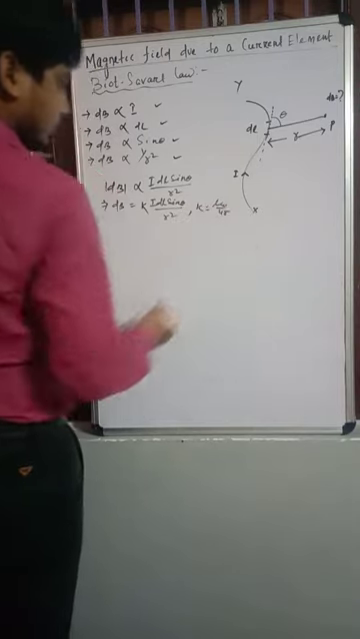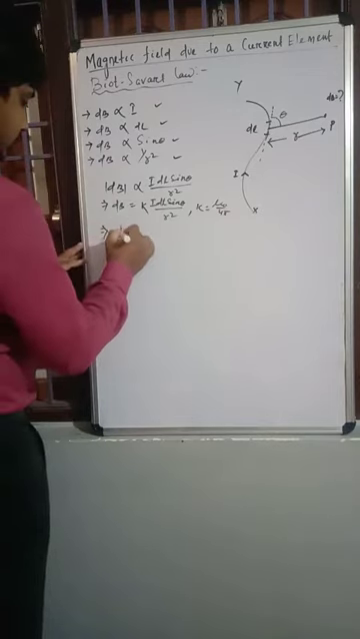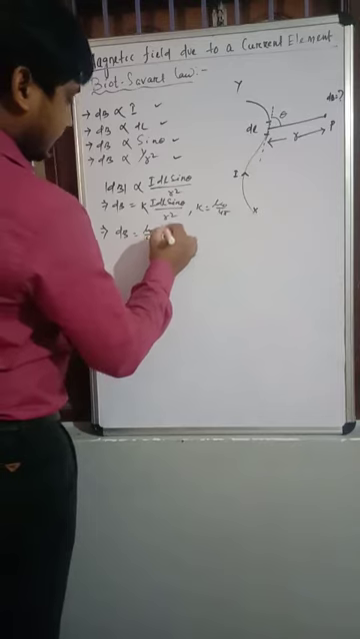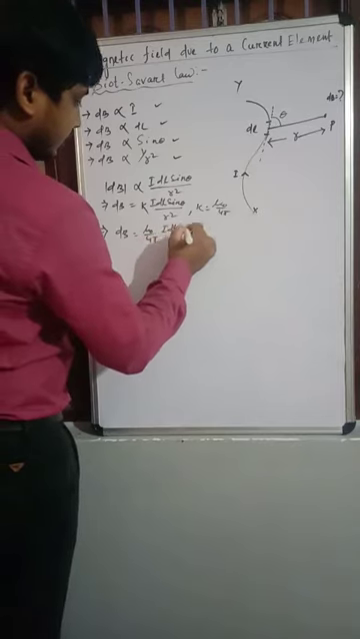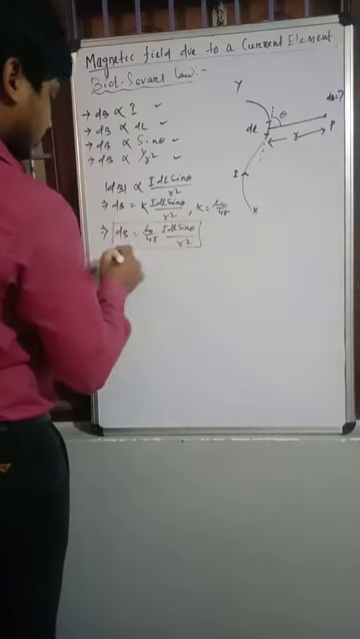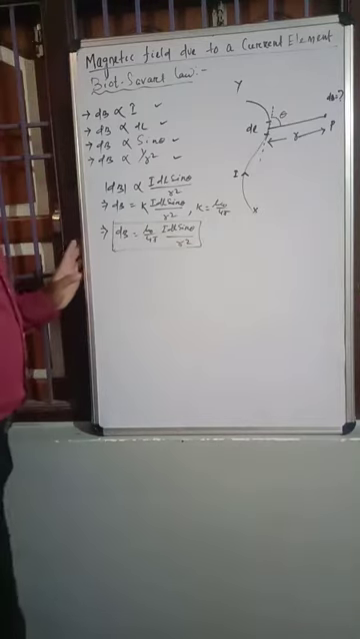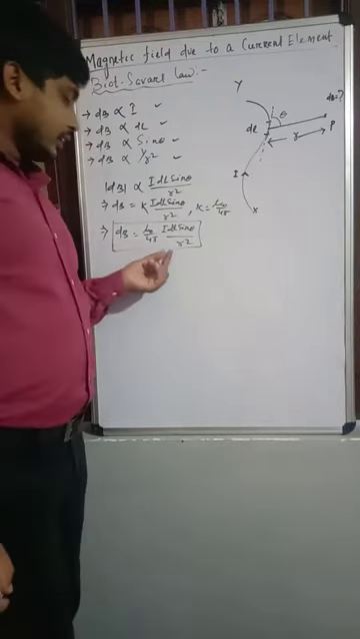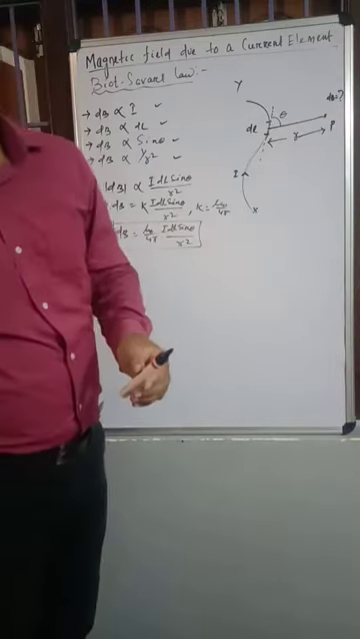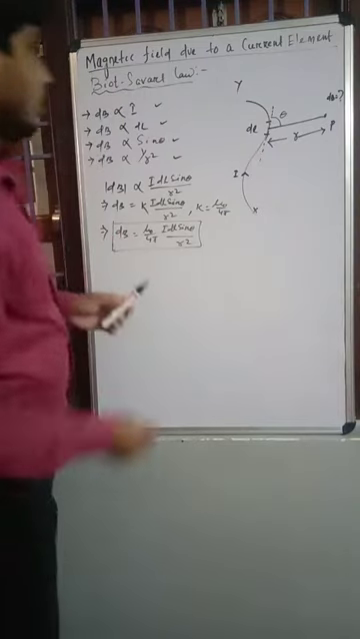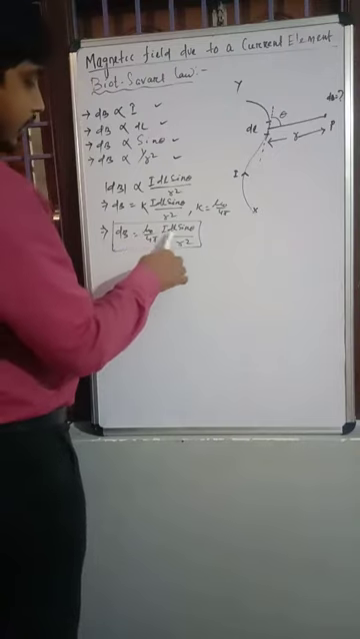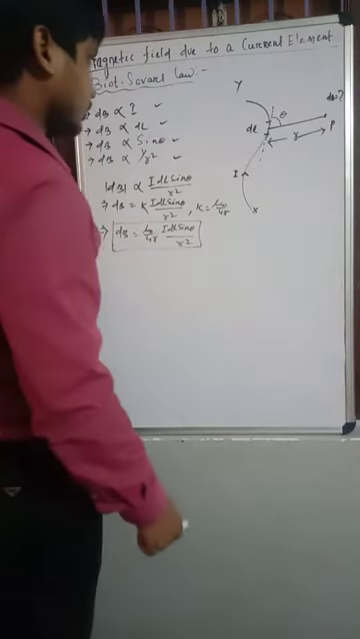So by putting the value of k, you will get dB equal to mu naught by 4 pi I dl sine theta by r square. This is the magnitude of the magnetic field at a point P which is situated at a distance r from the length element. That dB is mu naught by 4 pi I dl sine theta by r square.